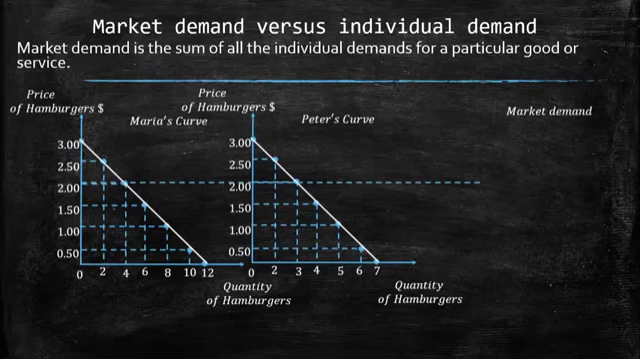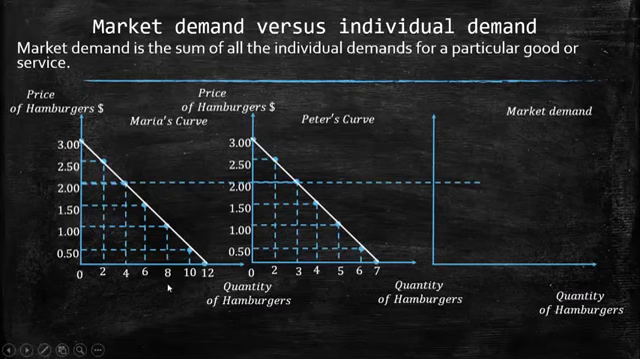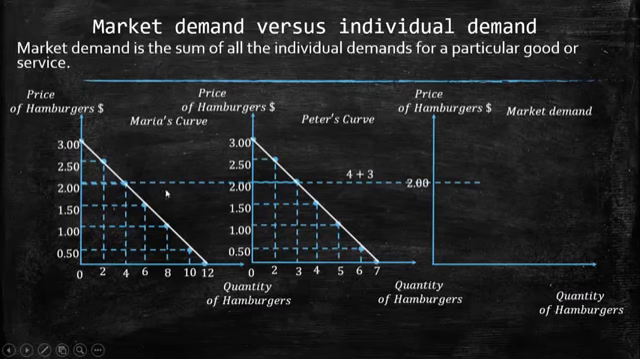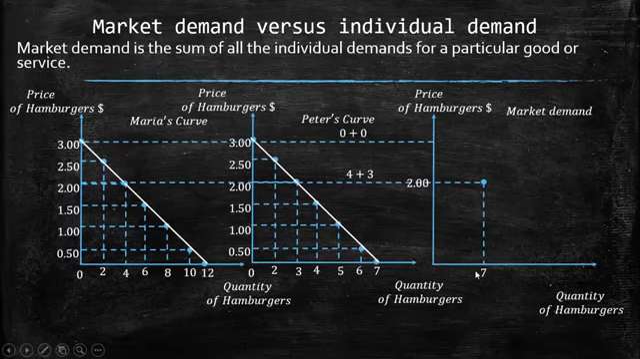Now we are going to figure out the market demand. We need to sum on the x-axis. So in this case, at the price of 2, there will be 4 quantities consumed by Maria and 3 quantities by Peter. So in the market, 7 are going to be demanded. We continue with the price of 3. You see, no one consumes anything, so we have 0 for the price of 3.